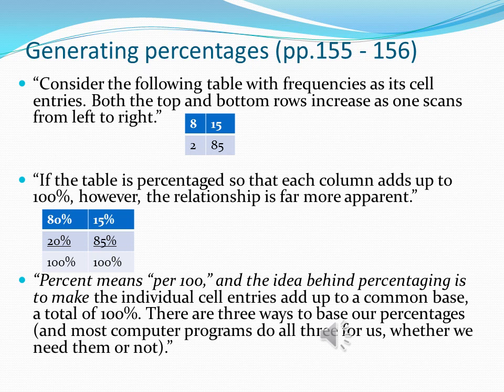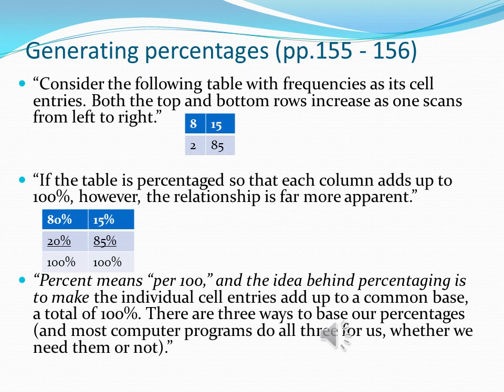First bullet point, consider the following table with the frequencies and its cell entries. The top and bottom rows increase as one scans from left to right. From left to right, notice the first is 8 and 15, and the second one is 2 and 85. Notice they increase in size.